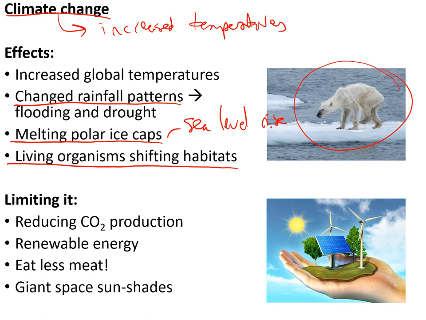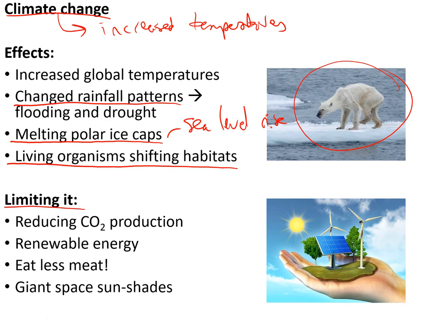You know, if you're a creature living at the equator and it gets too hot there, you can move north or south. But if you're already living, say, at the bottom of South America, you can't go any further south to escape the increasing temperatures, so there's a good chance you might die out. So, given that global warming and climate change is clearly a bad thing, what can we do to limit it?